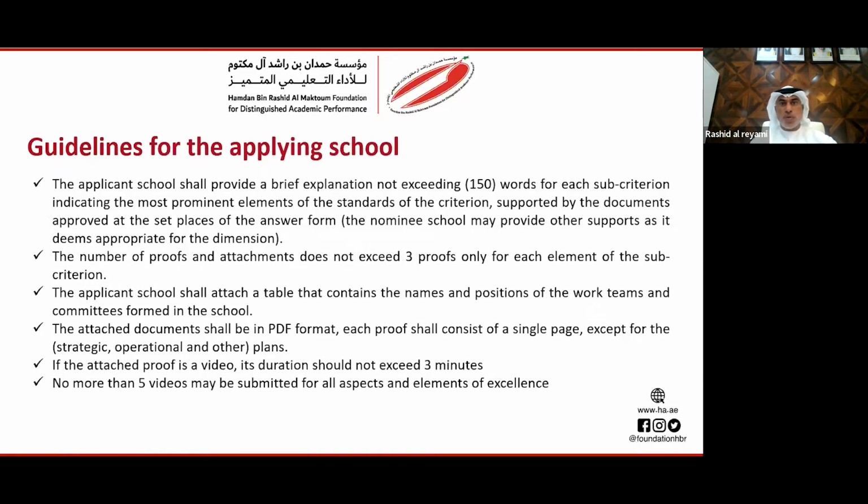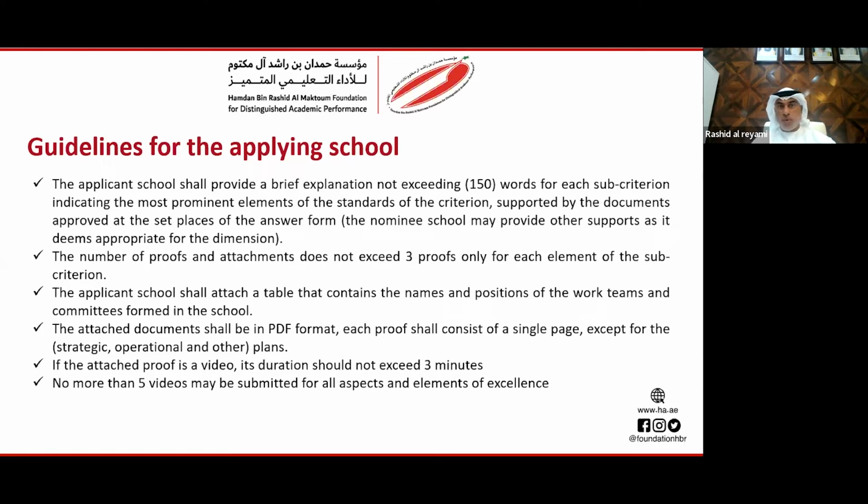The applicant school should provide a brief explanation, not exceeding 150 words for each sub-criterion, indicating the most prominent element of the standard of the criterion, supported by the document proof at the set place of the answer. Maybe this part is not clear, but when we go to the implementation part, that will be very clear, and I will make sure that it is clear.